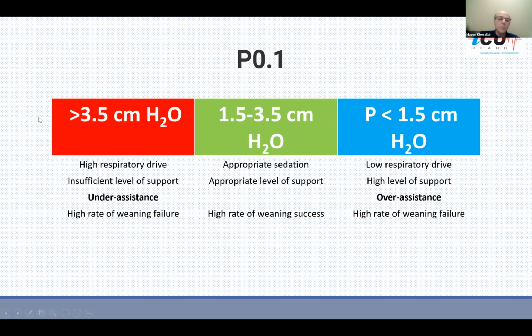Most of the time, if the P0.1 is above 3.5, that patient's respiratory drive is on the higher side. What you really need to see is a value of 1.5 to 3.5, which would indicate that the patient is appropriately sedated and has an appropriate level of support. At the same time, his respiratory drive is adequate. If it is less than 1.5, the respiratory drive is low under the effect of medications or intoxications, or the level of support that you're giving from the ventilator is too high. That means you're over-assisting the ventilator.